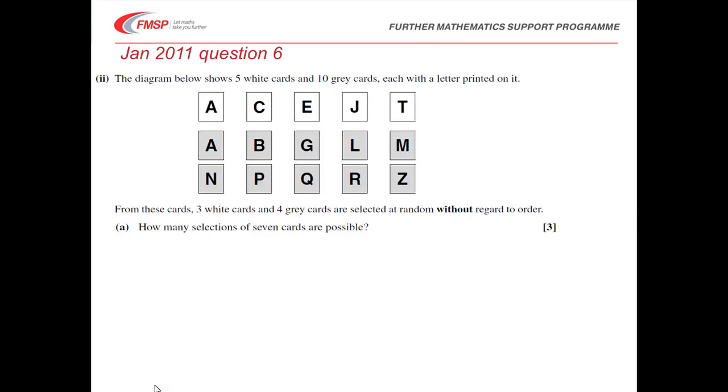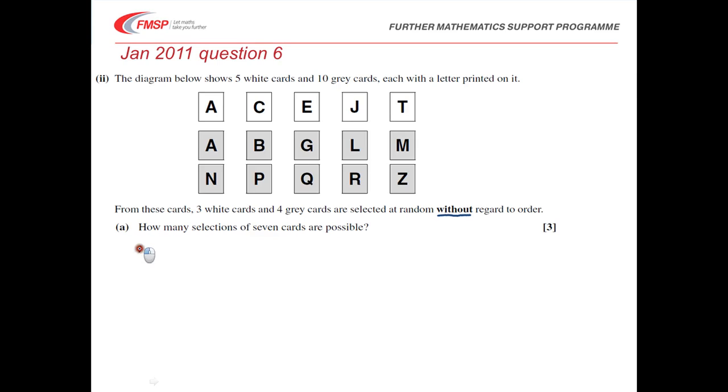Okay, so in this part of the question, we've got a slightly different setup in so much that we've got 5 white cards and 10 grey cards, and each one of them has a letter on it. And what we're asked to do is, from these cards, 3 white and 4 grey are selected at random without regard to order. And that's the really crucial thing. We're not interested in whether they come in a particular order, it's just choosing them. And we're asked to say how many selections of 7 cards are possible.